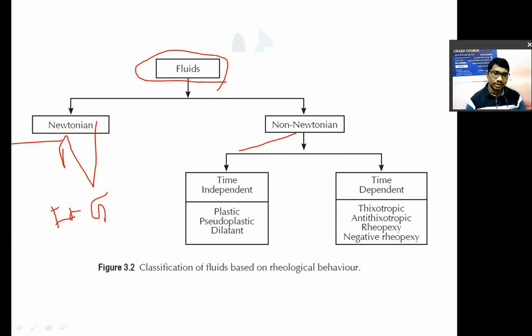your methanol, etc. Non-Newtonian has two types: time independent flow and time dependent flow. In time independent behavior, there are plastic flow, pseudoplastic flow and dilatant flow. Time dependent behavior is there in case of thixotropy, anti-thixotropy or negative thixotropy, and rheopexy. So these are the different behaviors.